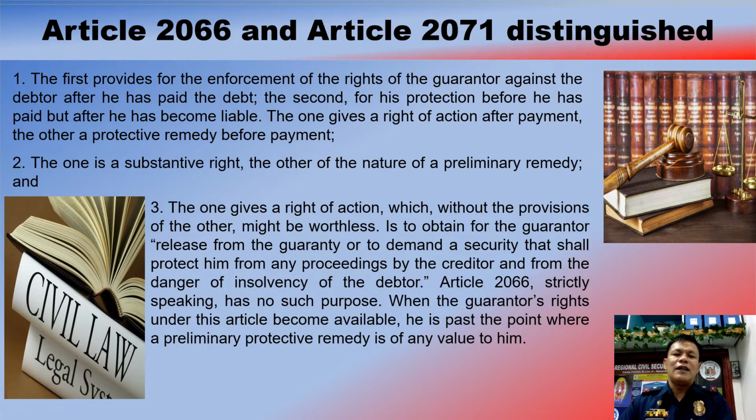The remedy given in Article 2071 seeks to obtain for the guarantor release from the guarantee or to demand a security that shall protect him from any proceedings by the creditor and from the danger of insolvency of the debtor. While Article 2066, strictly speaking, has no such purpose. When the guarantor's right under this article becomes available, he has passed the point where a preliminary protective remedy is of any value to him.